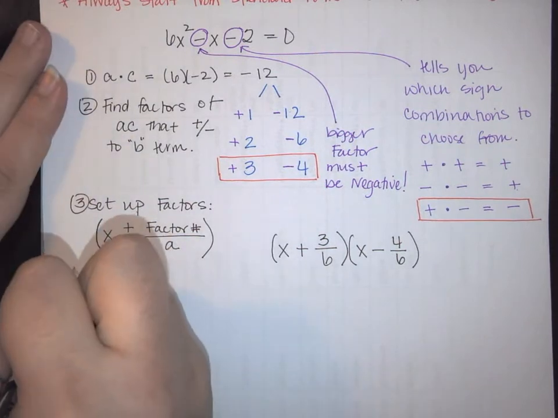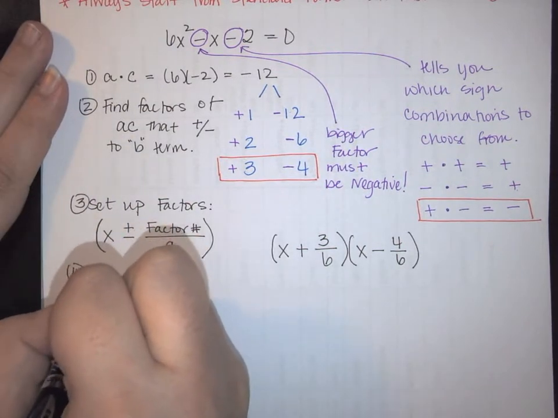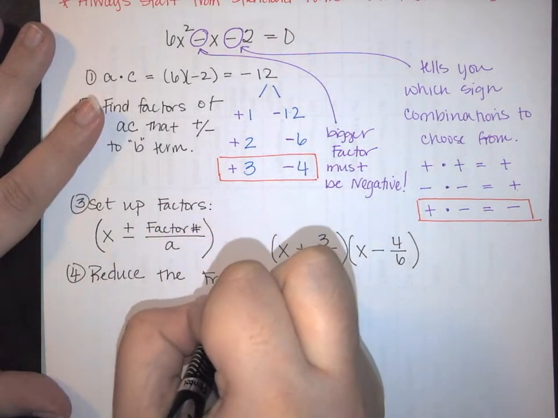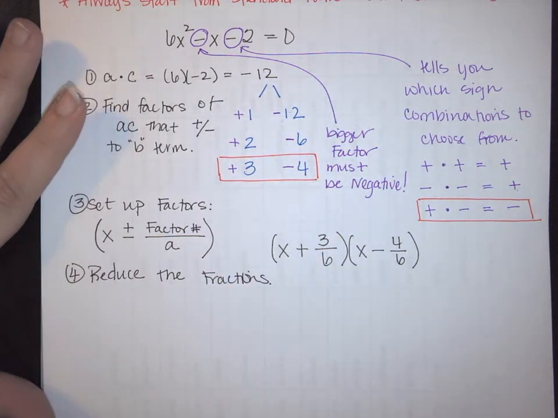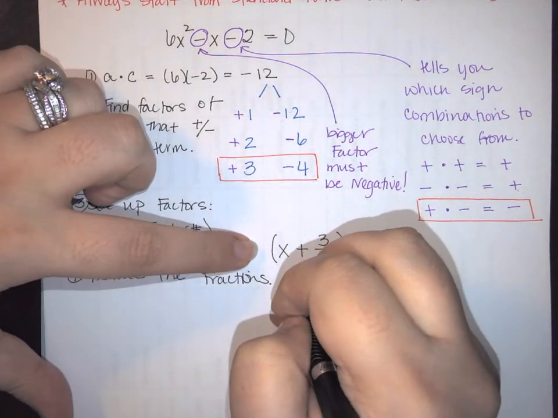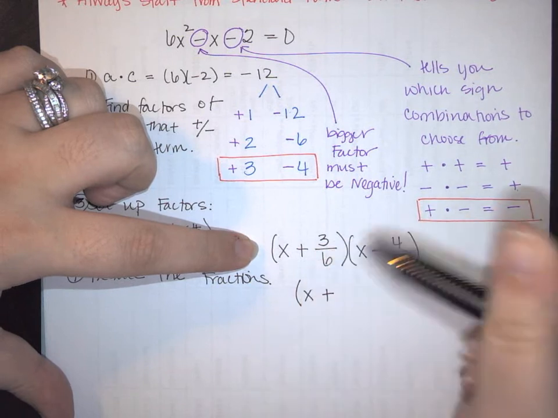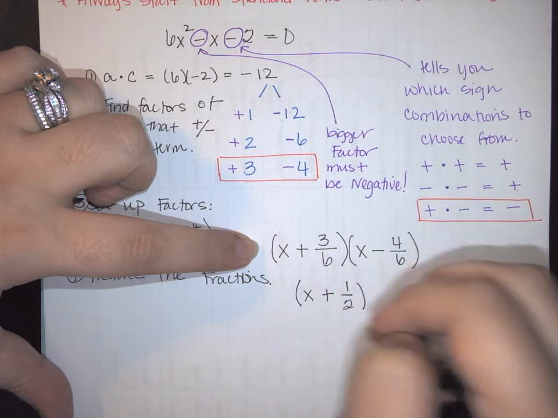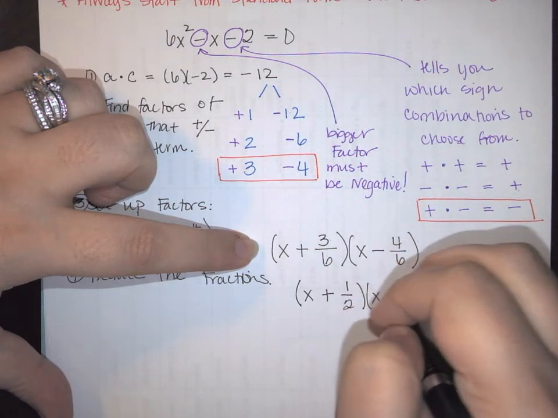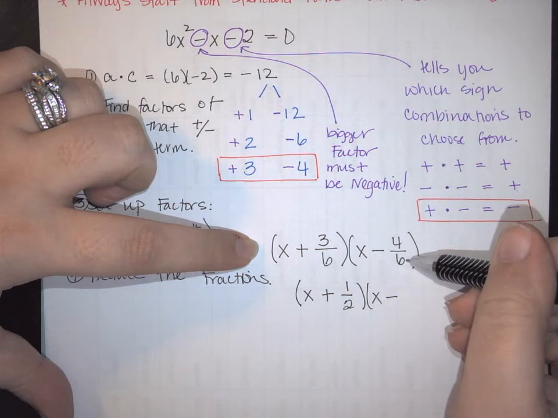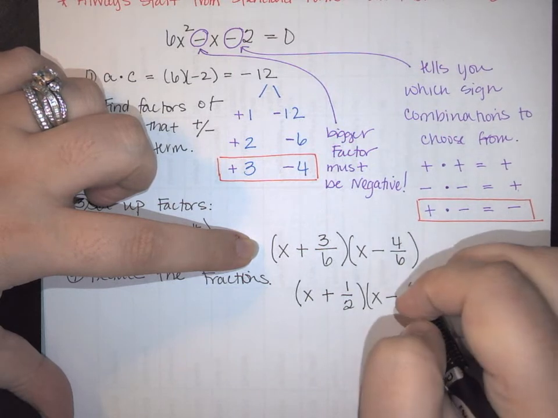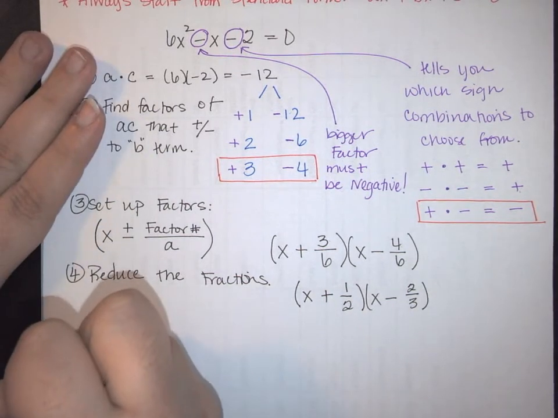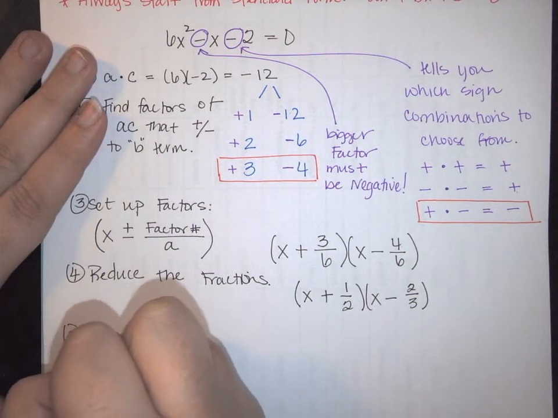The next thing we have to do is we have to reduce the fractions. So in this case, my factors are going to become x plus, and I have 3 over 6, which is going to reduce down to 1 over 2. And then on the other side, I have x minus, and here I have 4 over 6. I can take a 2 out of both, leaves me with 2 over 3. The last thing I have to do is called bottoms up.